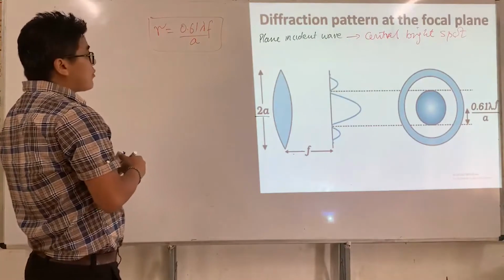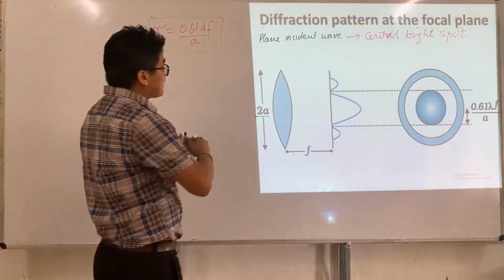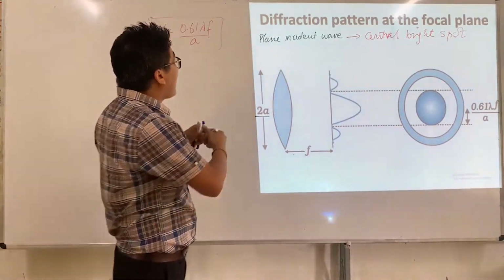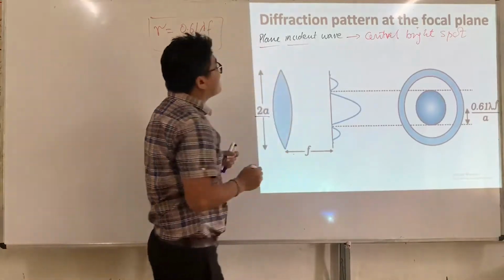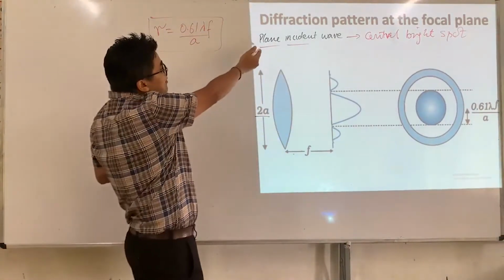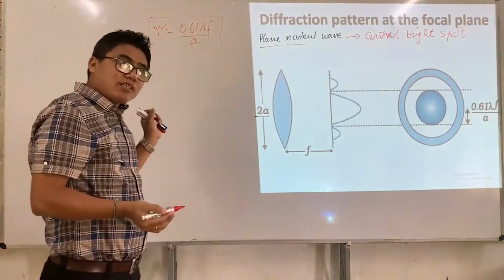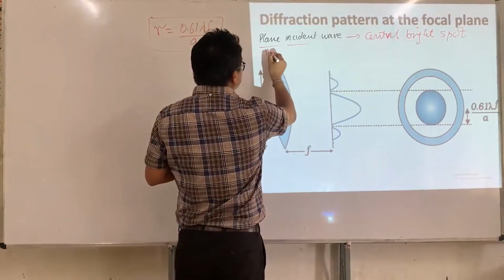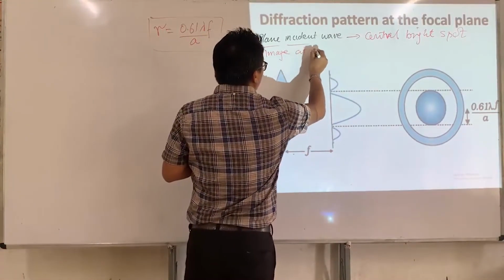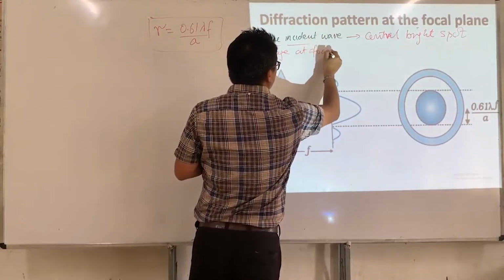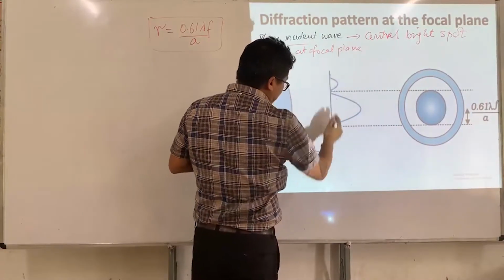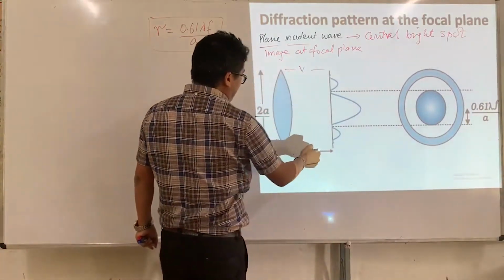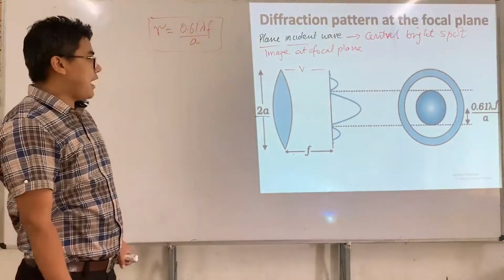Now, whenever we talk about the telescope, the object is very far, therefore I have considered a plane incident wave. Why do I consider a plane incident wave? The object is at infinity. If the object is at infinity, then the image is going to be at the focal plane. This is going to be our focal plane, and this is going to be our image distance, which is going to be f.